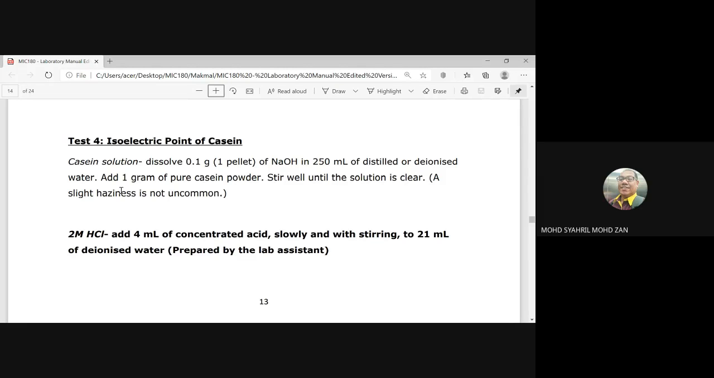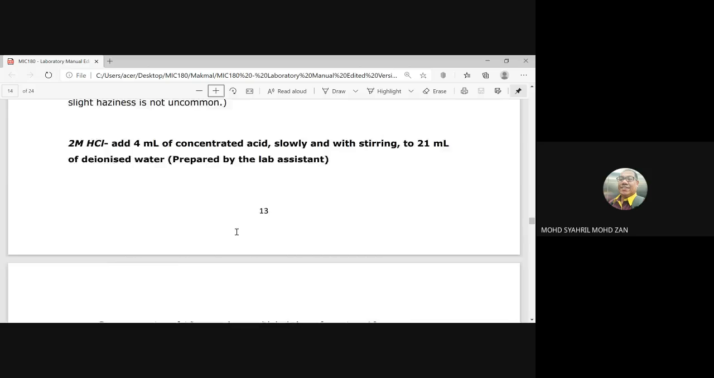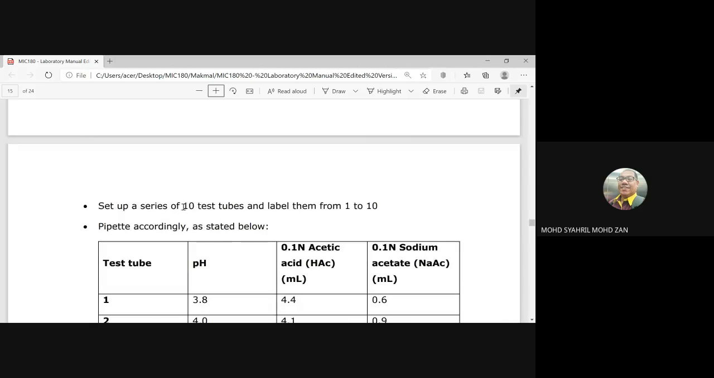And then quickly do the 2 molar hydrochloric acid, which is 4 ml of concentrated acid slowly stirred into 21 milliliters of deionized water. Then you will get 2 molar hydrochloric acid. This one is prepared by the lab assistant, because using concentrated acid is very dangerous. And then you have to set up a series of 10 test tubes and label them 1 to 10.